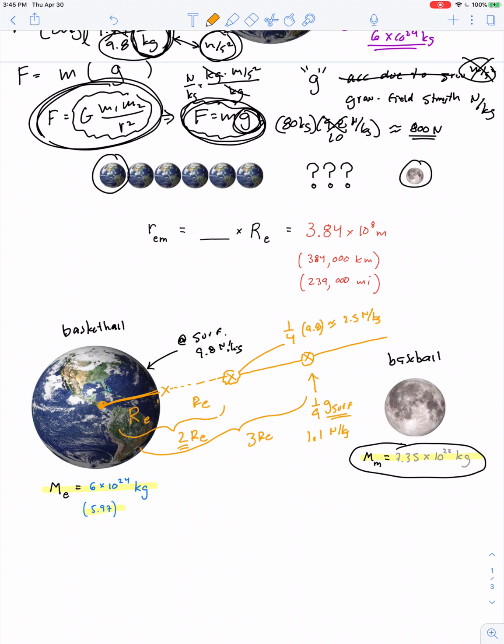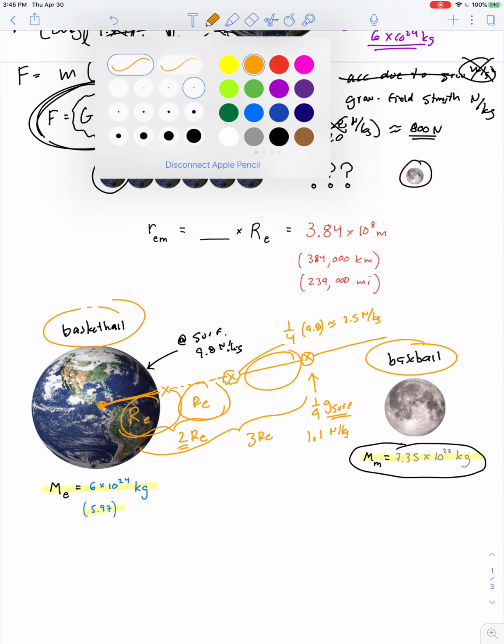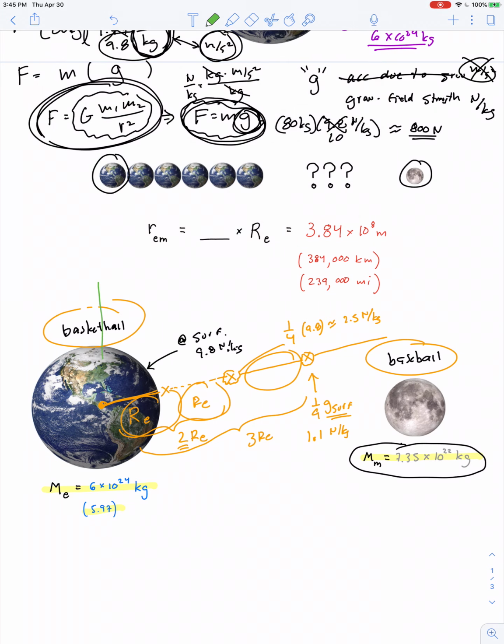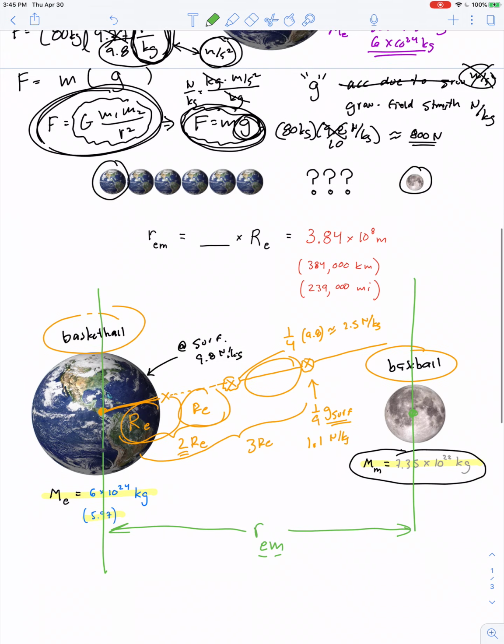Well, by the time we get 1, 2, 3 Earth radii away, are we close to the distance of the Moon? Turns out holding a basketball and a baseball in your hand is a good way to get a sense of the relative sizes of the Earth and the Moon, but your arms aren't long enough for you to properly display the distance between the Earth and the Moon. So from the center of the Earth to the center of the Moon, there's a distance we can call r subscript EM, the separation between the Earth and the Moon. And that value, it turns out, is maybe more than you think.